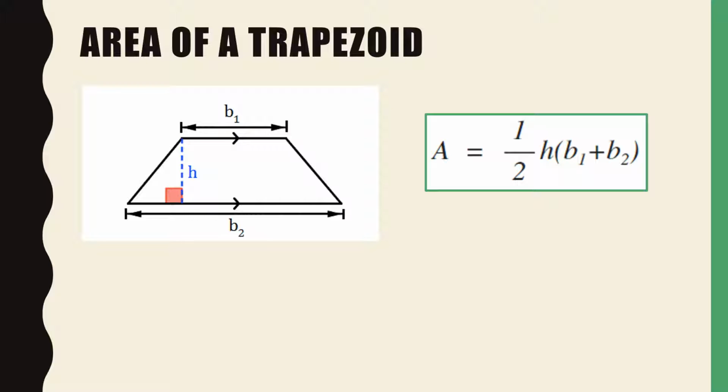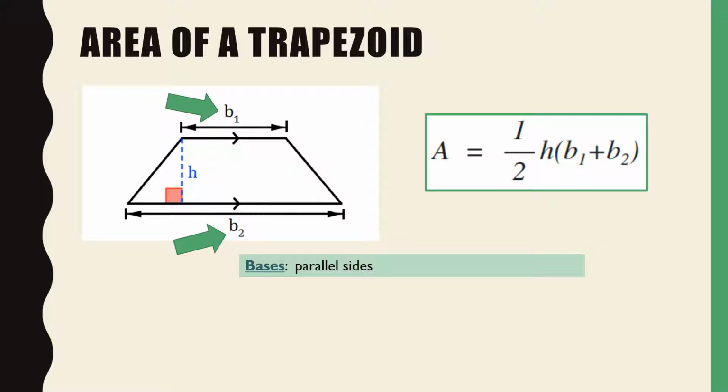So the key part is being able to decide where the bases are and the heights. So the bases in a trapezoid are those parallel sides. So the definition says we need 1 set of parallel sides.